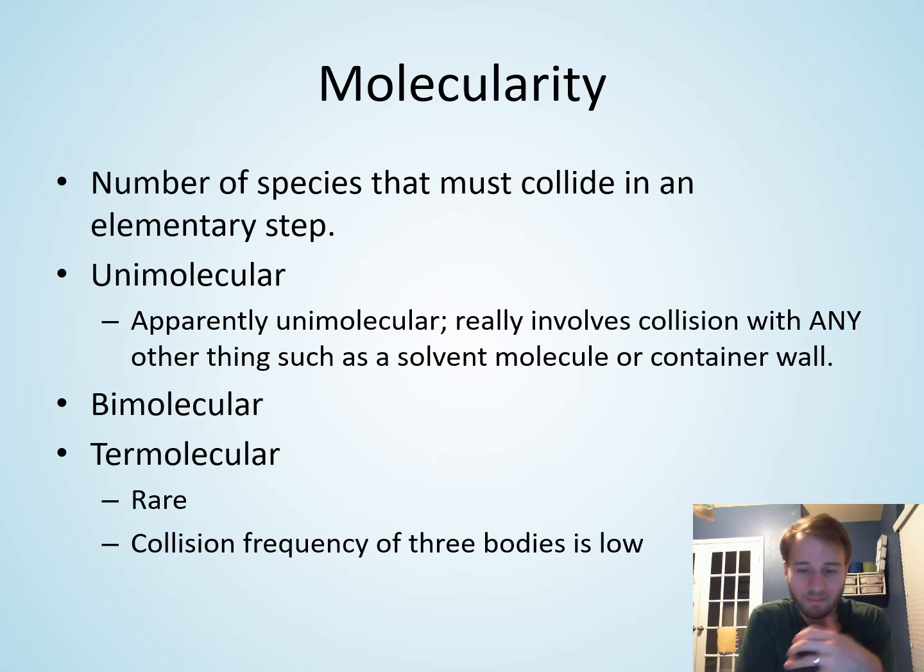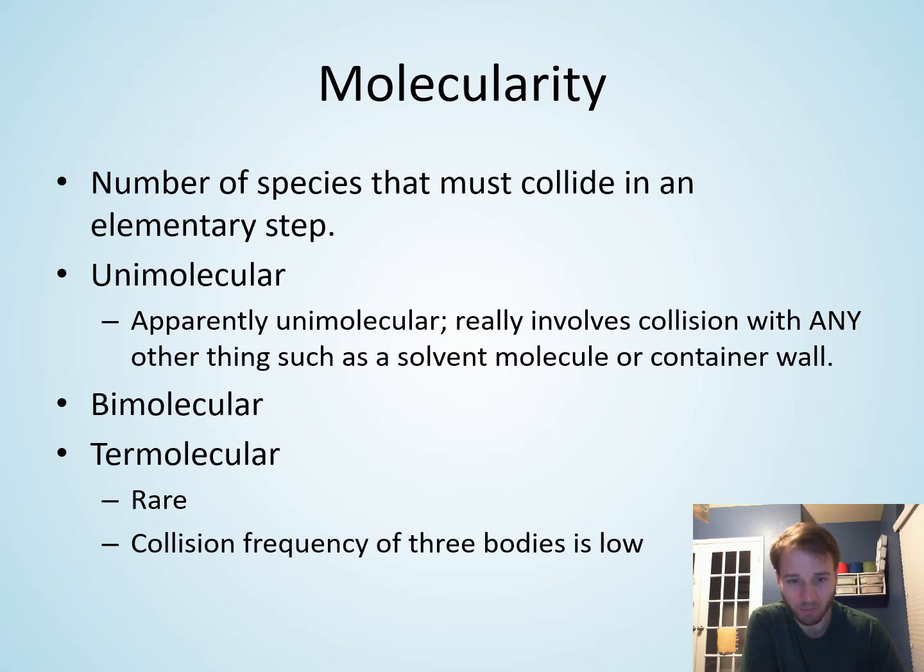In these mechanisms, in these elementary steps, we can describe an elementary step by its molecularity. A molecularity is just how many molecules collide for that elementary step. So a unimolecular reaction is when there's just one molecule. This is often the case in nuclear decay, but can also involve a molecule colliding with a wall or something like that, in order to initiate some sort of chemical reaction.